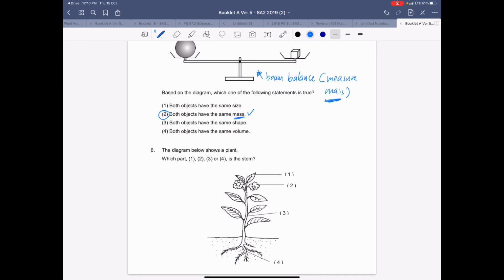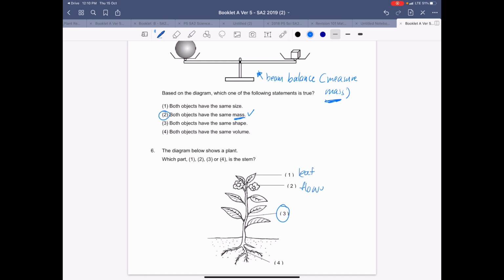Okay, the diagram below shows a plant. Which part 1, 2, 3 or 4 is the stem? 3. Straightforward. Just in case some of you don't know, this is the leaf, this is a flower, and these are the roots. Now, you will also need to know what is the function of each of these 4 parts. So, do you need me to go through? I think better go through.